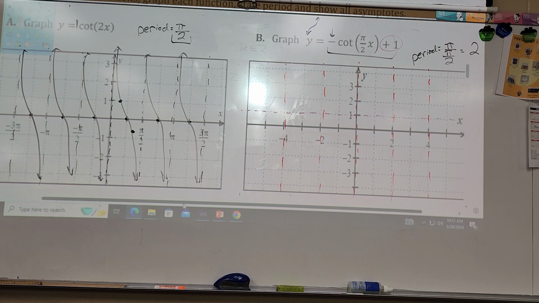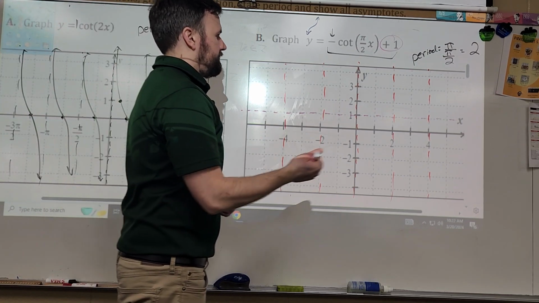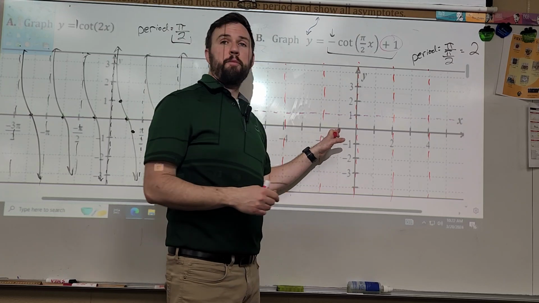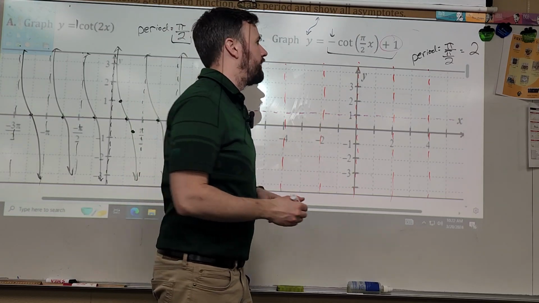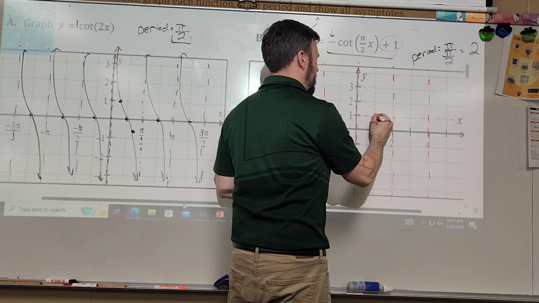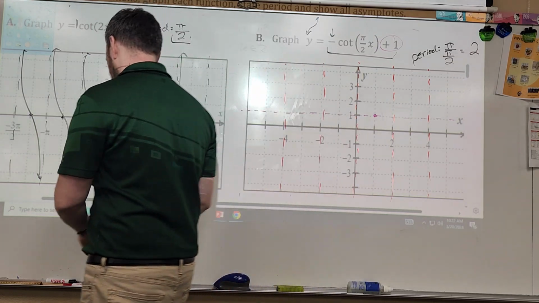With cotangent, tangent, we're pretty much done. Once you have your asymptotes in and your midline, you did the hard stuff. Because now instead of putting it at 0, I'm going to put those on my dotted line, right? Cut them in half and put a dot. I don't want to use this marker. It's not going to show up well.